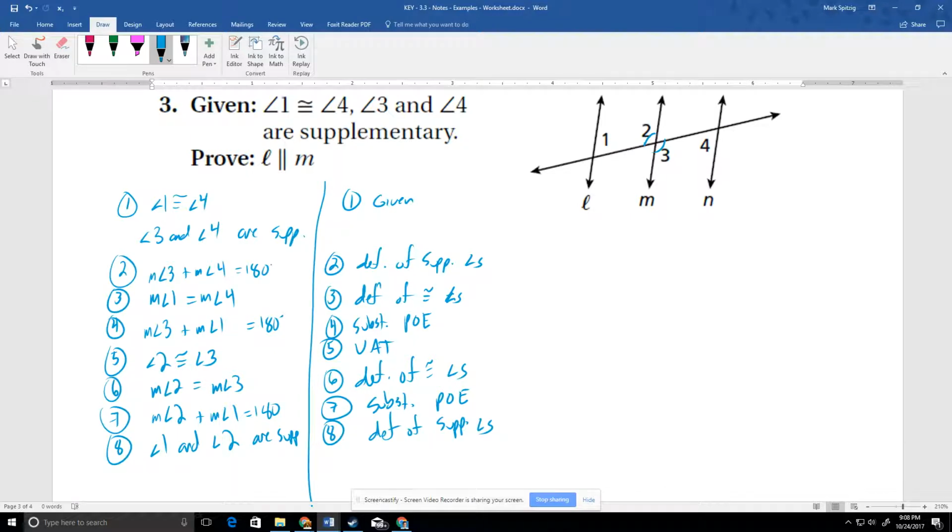And then finally, now that I know that they're supplementary, I can make the conclusion that I'm looking for, that line L is parallel to line M. And again, that's just because if same side interior angles are supplementary, then the lines have to be parallel. All right.